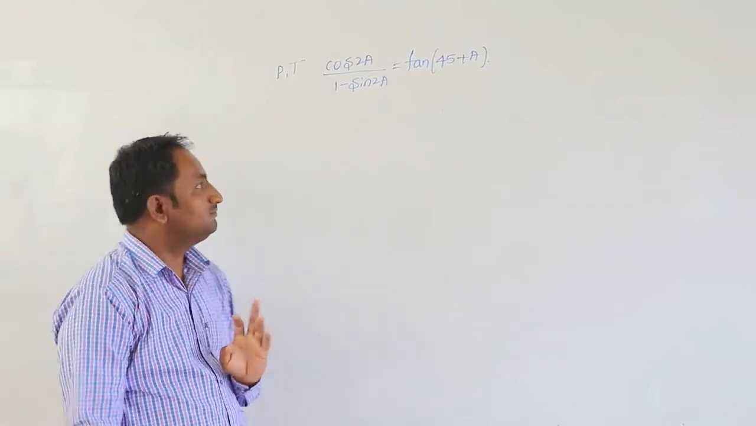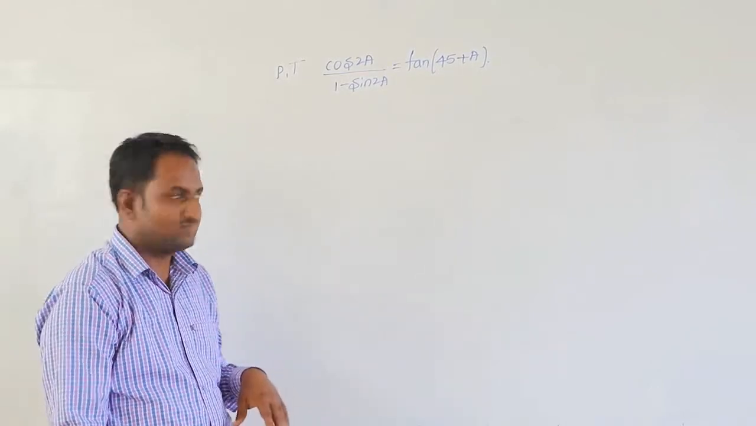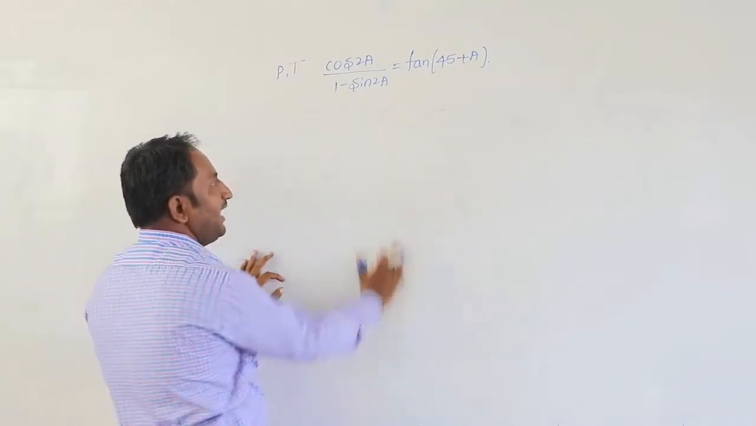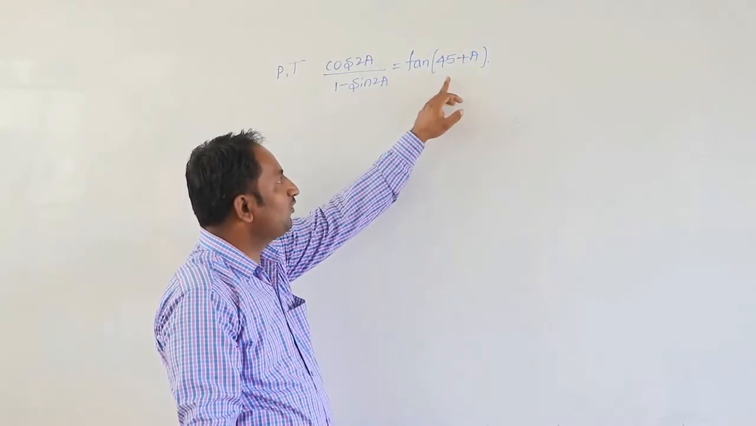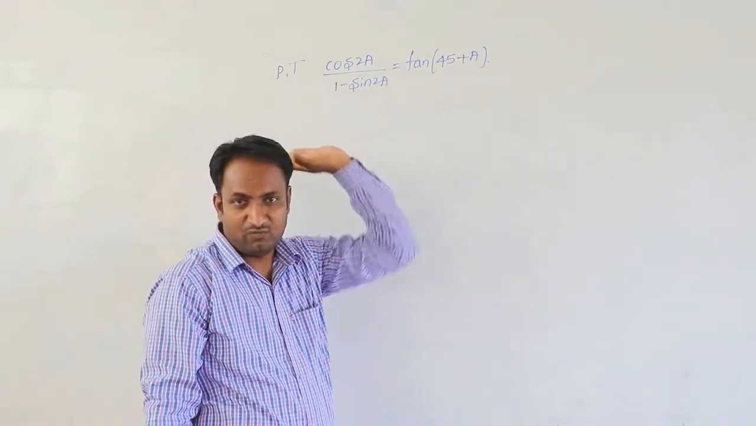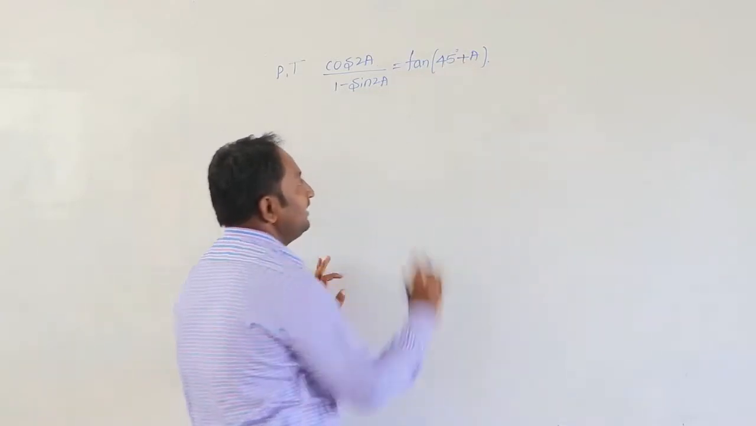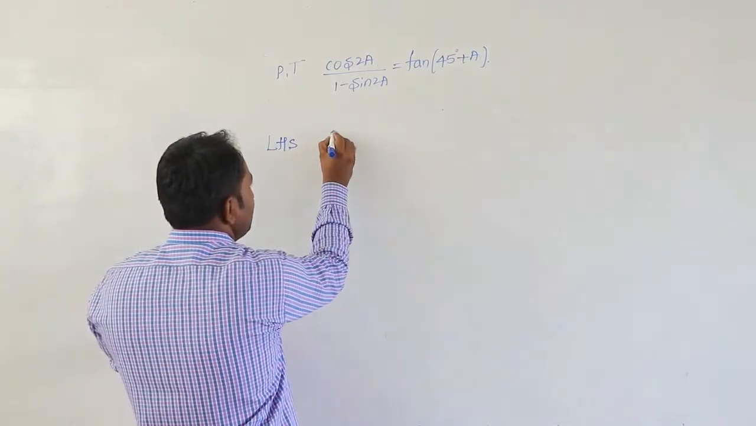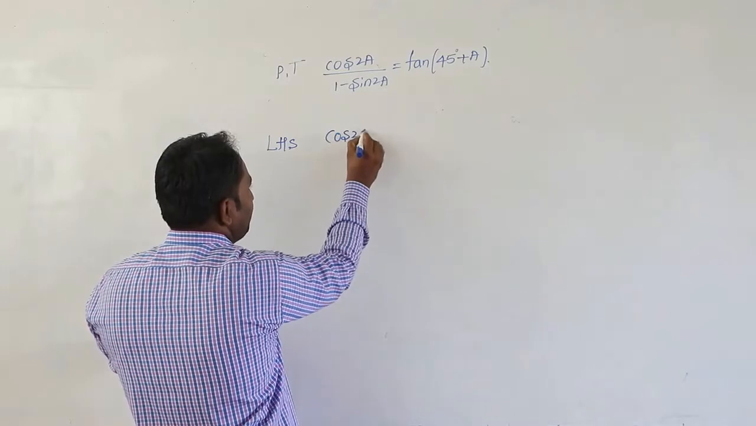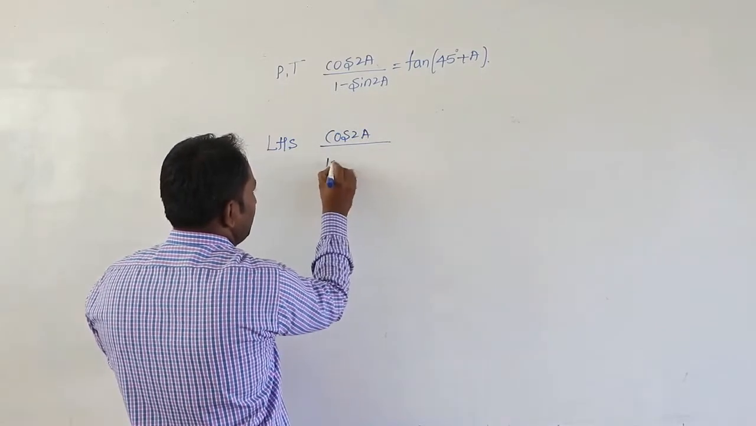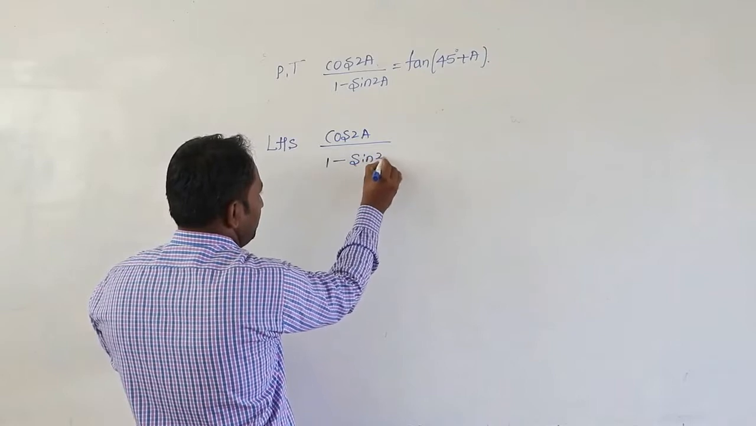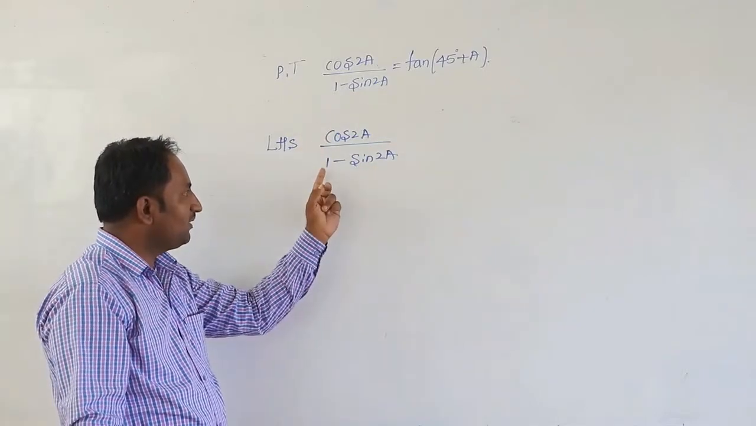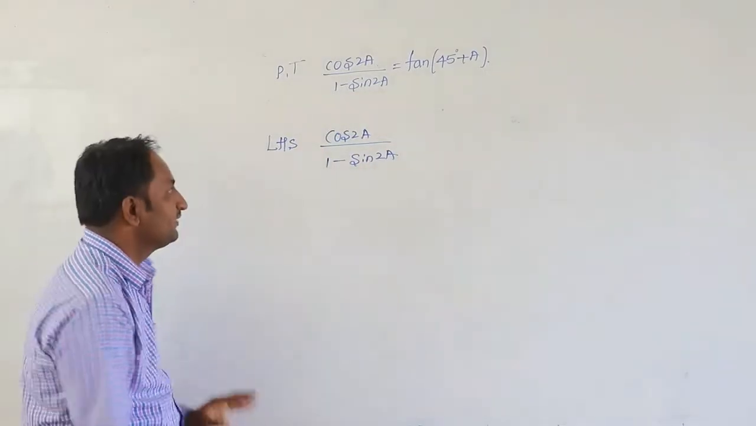Next we are discussing problems based on multiple and submultiple angles. Here, cos of 2A divided by 1 minus sin 2A is equal to tan of (45 degrees plus A). Consider the LHS part: cos of 2A divided by 1 minus sin of 2A.